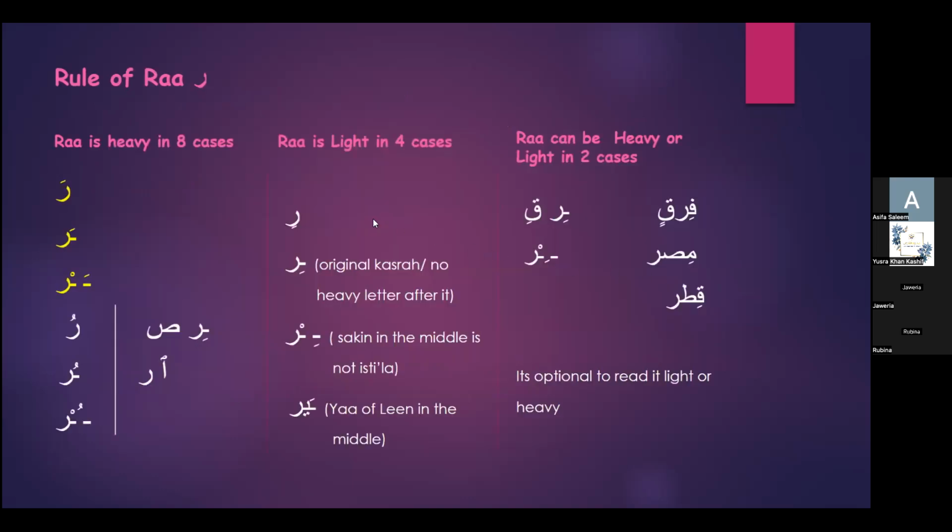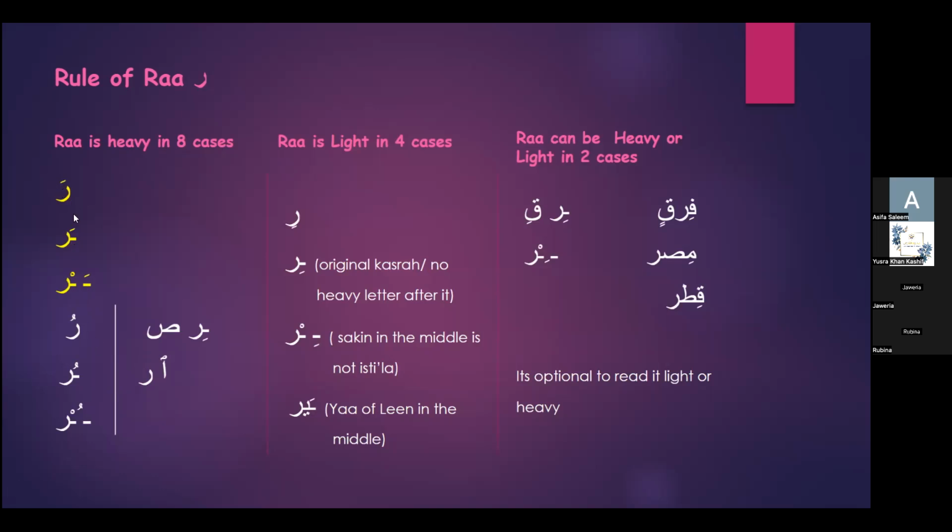Rules of ra sakina. Ra is heavy in 8 cases. Ra is light in 4 cases. Ra can be heavy or light in 2 cases. So ra mutaharika and ra sakina, all of the rules are covered on this slide. Ra with the fatha, as explained earlier, is mufakham. So ra is heavy in 8 cases, and all of these 8 cases are given here.